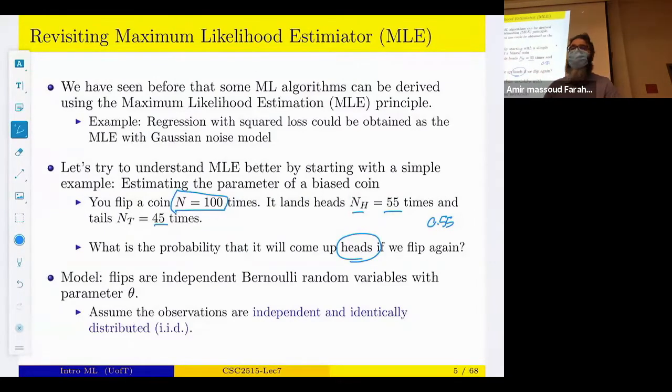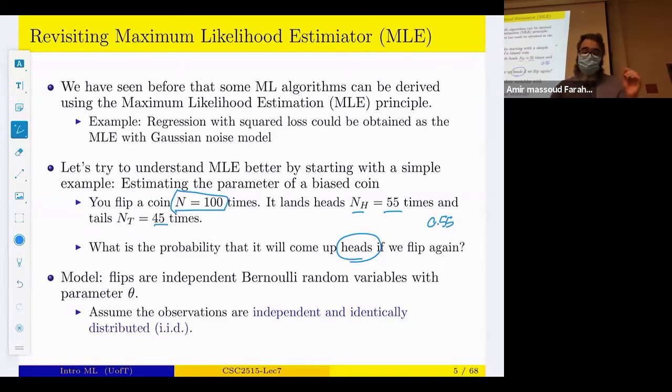So this is actually a good point. How did we come up with this 0.55? It is a natural choice. Many would say 0.55 is a reasonable number. But how did we come up with that? That's the thing I want to talk about a little bit more in this part.